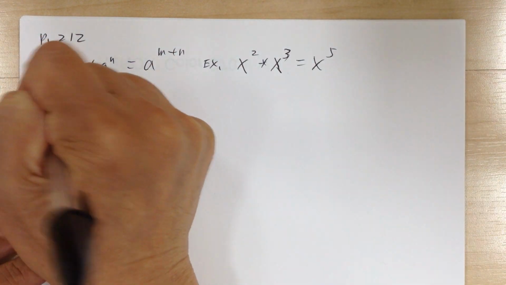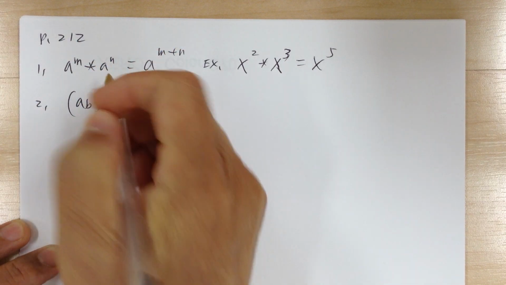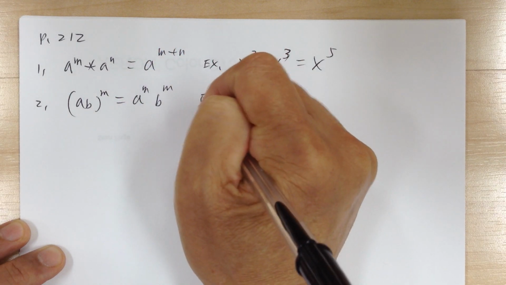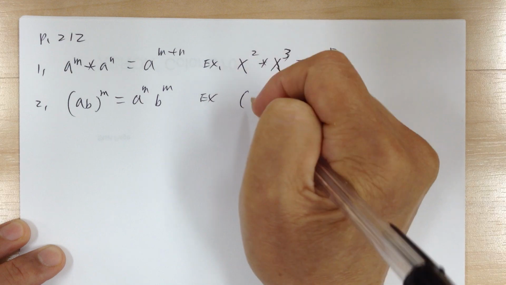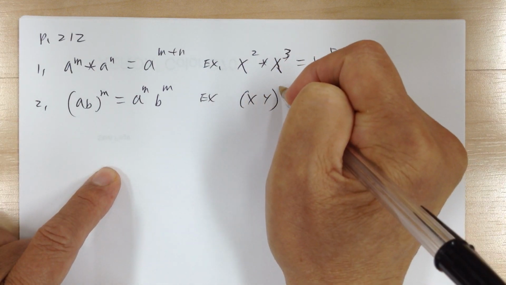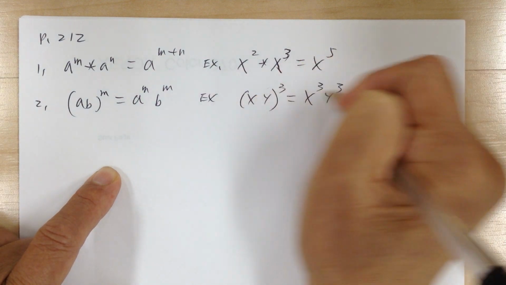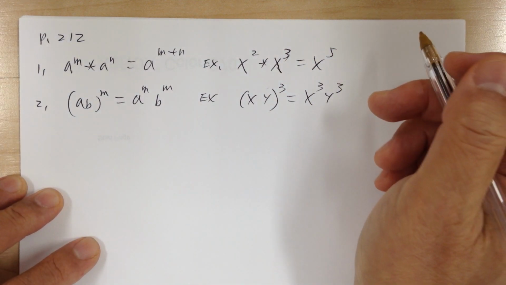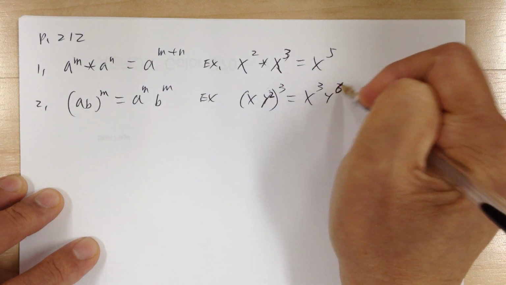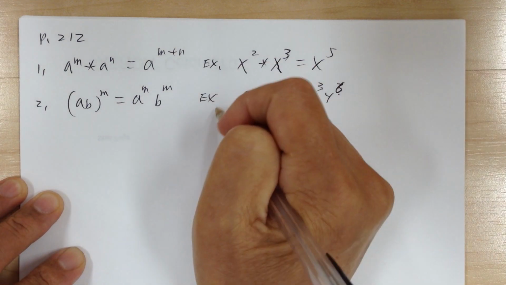The second law is ab to the m. This just distributes over, so it would be a to the m, b to the m. An example of that would be if you have xy to the 3. You just distribute, so it becomes x to the 3, y to the 3. Just distribute inside. That's going to make a variation. Let's say if you have a square right over here, then this would be a 6. So 3 times 1 gives you 3, 3 times 2 gives you 6. So this would be a better example.